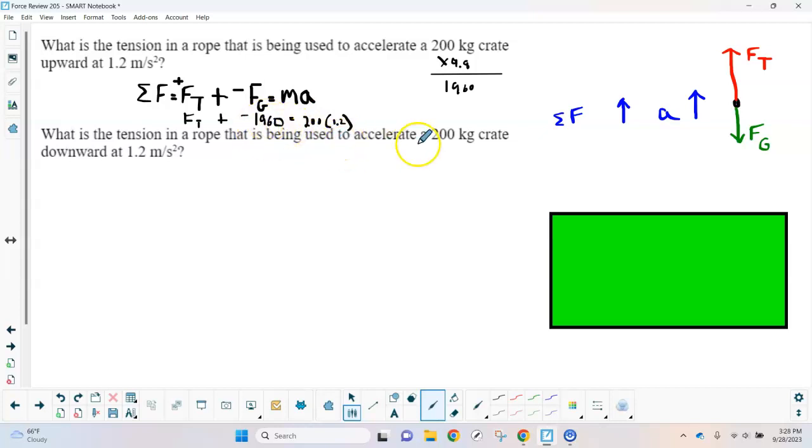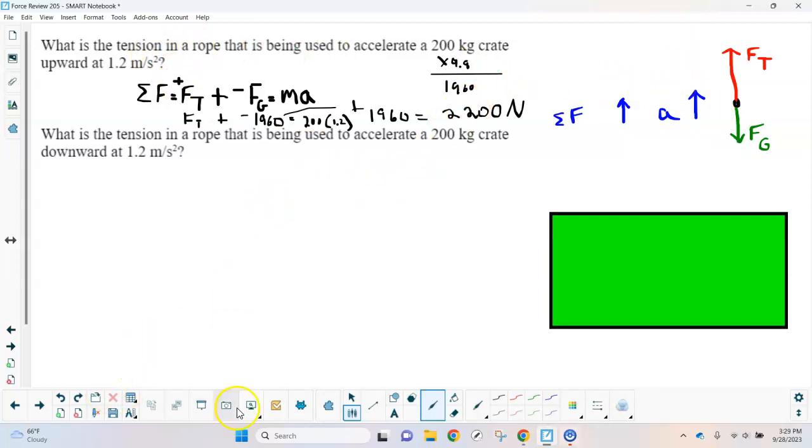And then you're going to move the 1960 to the other side and add it. So when you do that, you add 240 to 1960, and you end up with 2,200 for the tension. So 2,200 newtons is the tension that's required to make it accelerate upward at that acceleration.